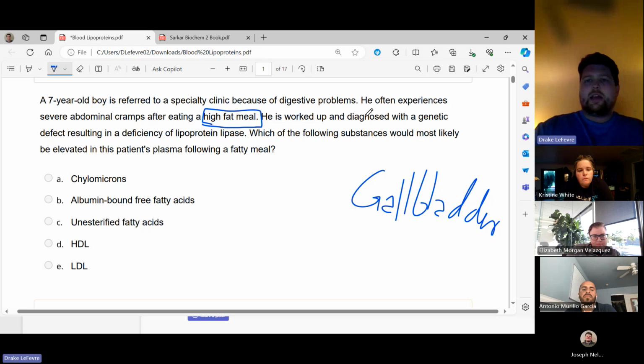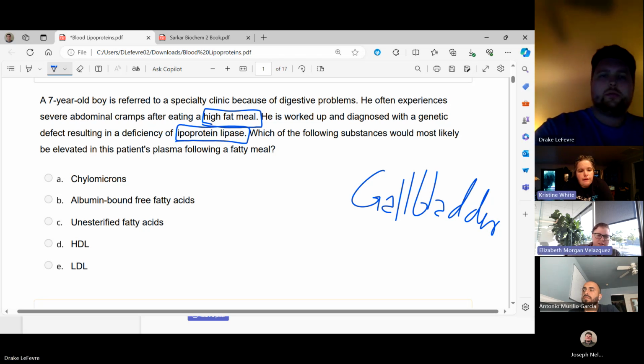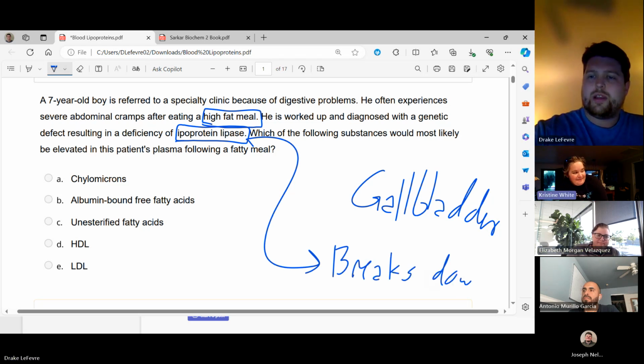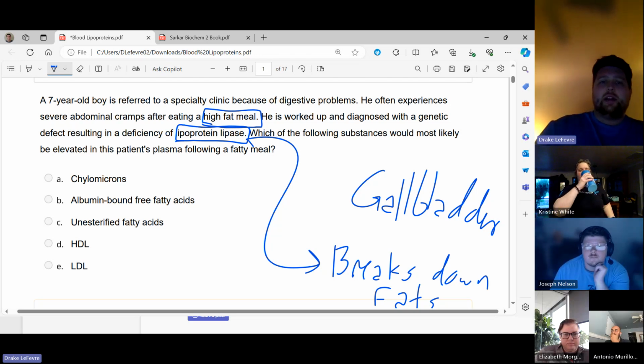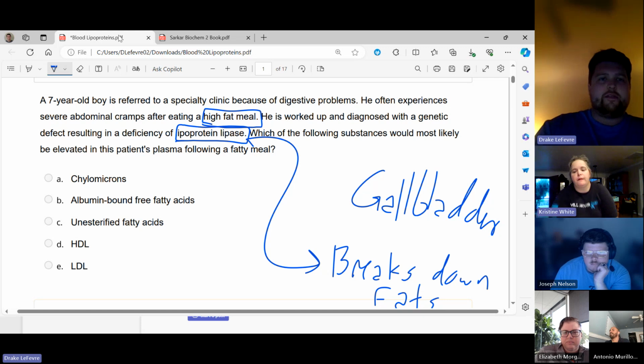So he is worked up and diagnosed with a genetic defect resulting in a deficiency of lipoprotein lipase. What does lipoprotein lipase do? What does a lipase do? Breaks the fat down. Yeah, breaks down what? Lipoproteins. It breaks down fats, proteins, stuff that's all together like that. Which of the following substances would most likely be elevated in this patient's plasma following a fatty meal?